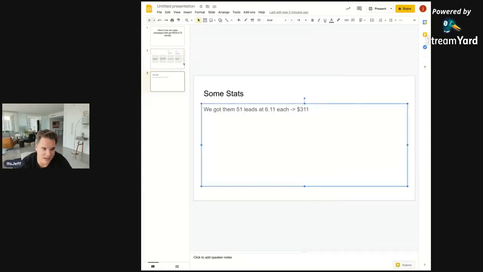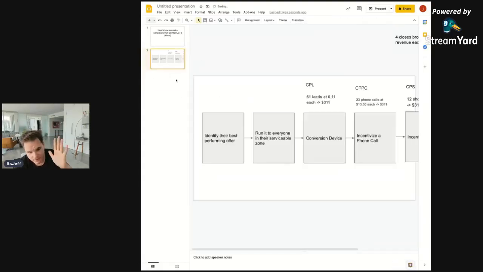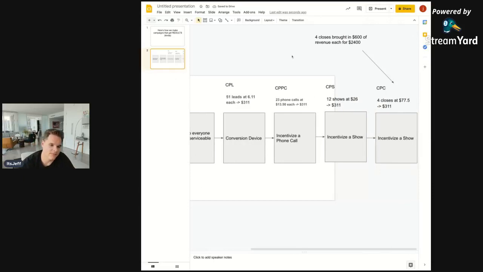Do we need to incentivize a show? Is there something wrong with their shows? Is the location weird? Are people driving around, they're calling, they don't know where it is? Should we send them a map? Do we have like an onboarding thing? Do we have next steps?